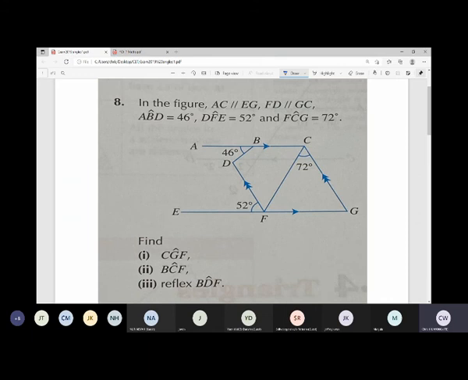Okay, now the first one, ABD is 46 degrees. So identify all the information, look at the question, identify what they are. ABD is this one, 46. And then you have DFE, the F is here, DFE is this one, 52. And then you have the last one, FCG, which is 72.